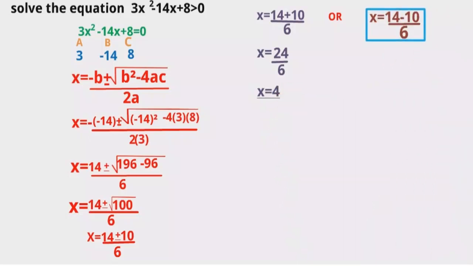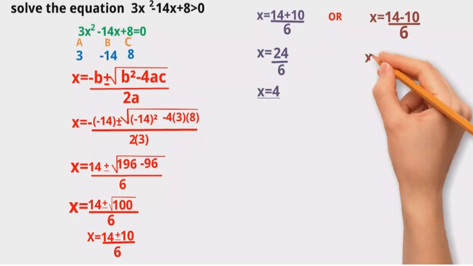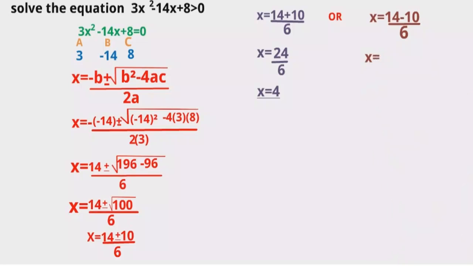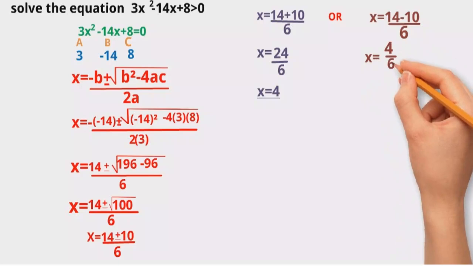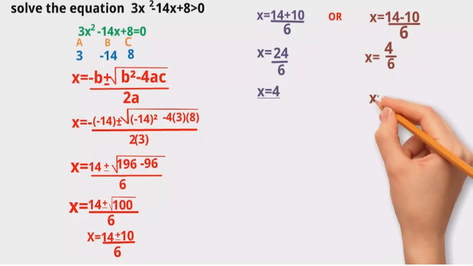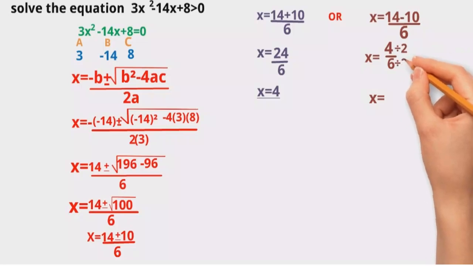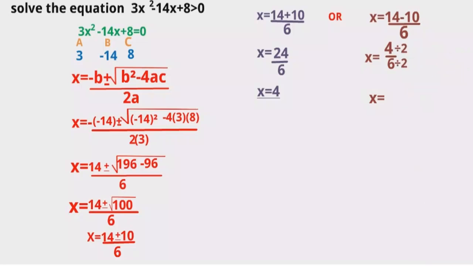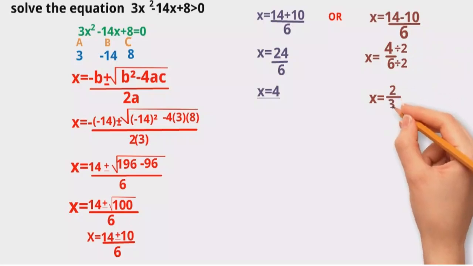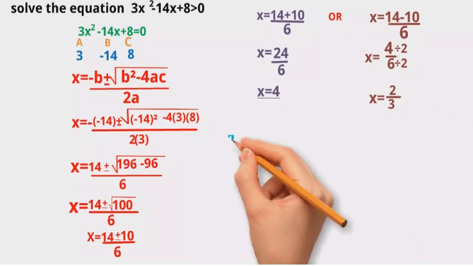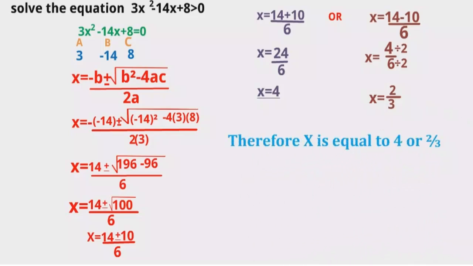Now, let's focus on 14 minus 10 over 6. So we write x is equal to 14 minus 10, which will give us 4 over 6. Next, we say x is equal to, what number can go into 4 and 6 without leaving a remainder? The number is 2. Therefore, we are going to divide 4 and 6 by 2. Hence, 4 divided by 2 will give us 2, and 6 divided by 2 will give us 3. Therefore, x is equal to 4, or 2 over 3.